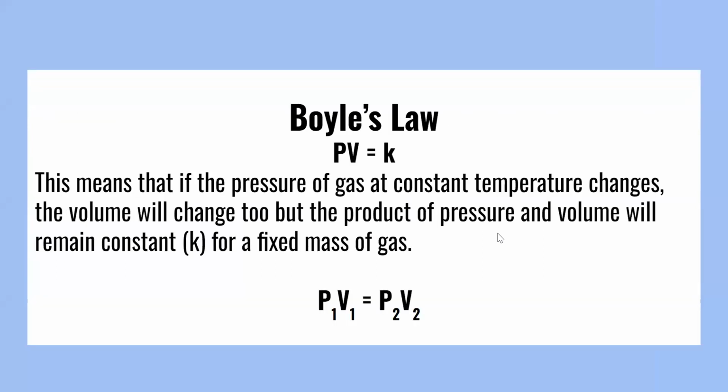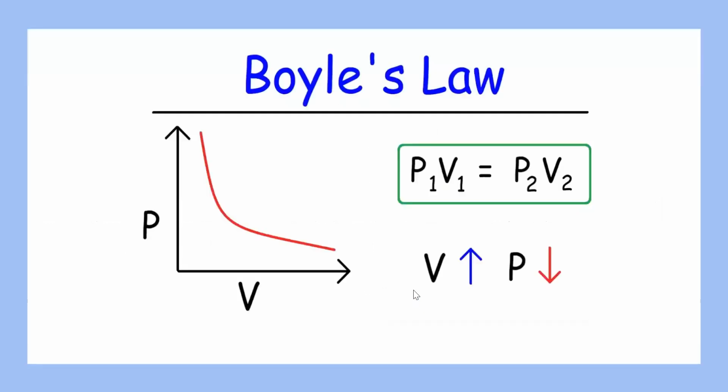So this means that if the pressure of gas at constant temperature changes, the volume will change too, but the product of pressure and volume will remain constant for a fixed mass of gas. Then the formula will be P1V1, that's the initial pressure and volume, equal to P2V2, the final pressure and volume. So this is inverse relationship. As volume is increasing, the pressure is decreasing, and as the pressure is increasing, the volume is decreasing. So you see the shape of the graph.